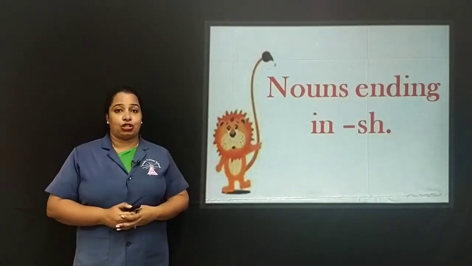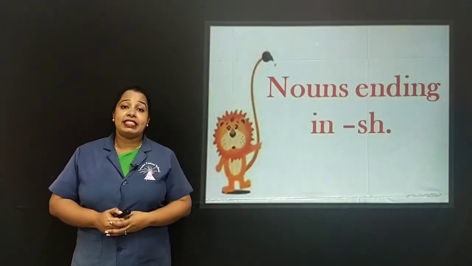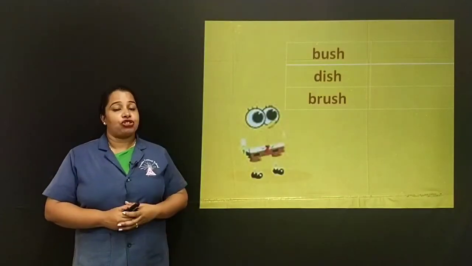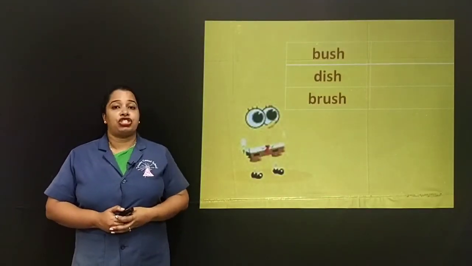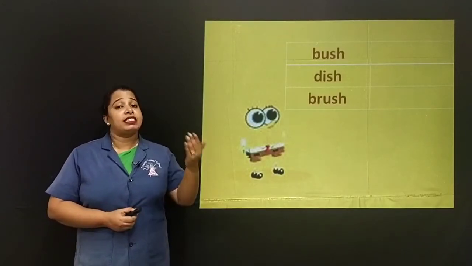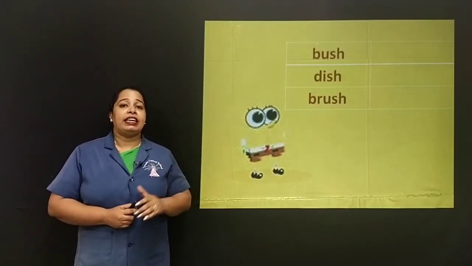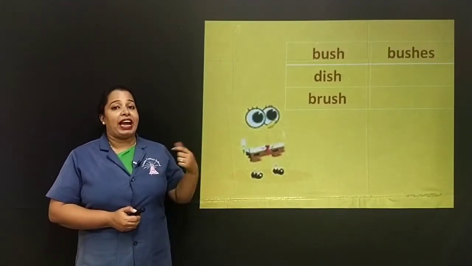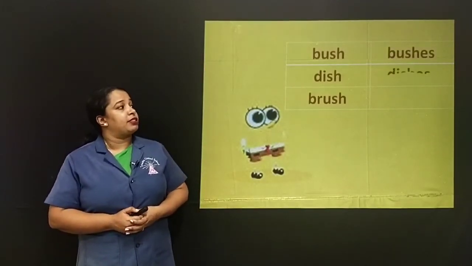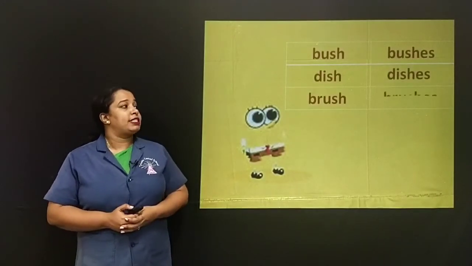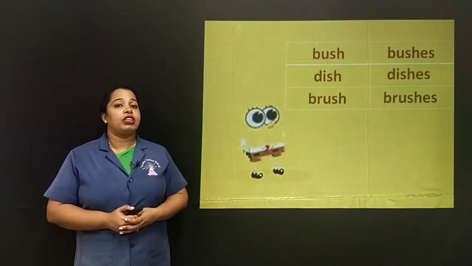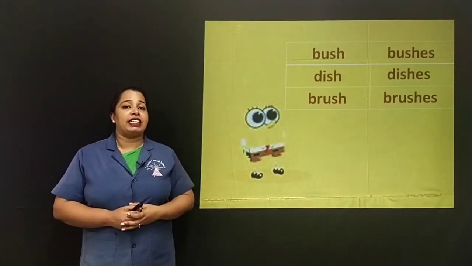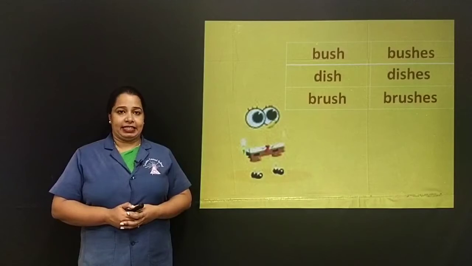Let's move on to the next rule. Nouns ending in SH. That means the last letters of the singular nouns will be SH. Bush, dish, brush. They are all ending in SH. The same rule. We call E and S to help us. So after bush, B-U-S-H, bush, we add ES. Dish becomes dishes. Brush becomes brushes. So what we have done to the nouns which are ending with SH to make them plural, we have taken the help of letters ES and added it after SH.